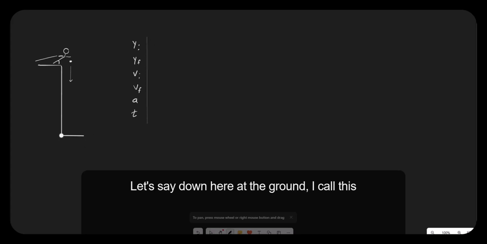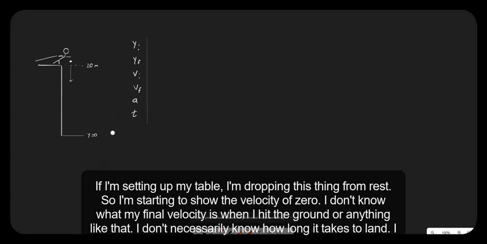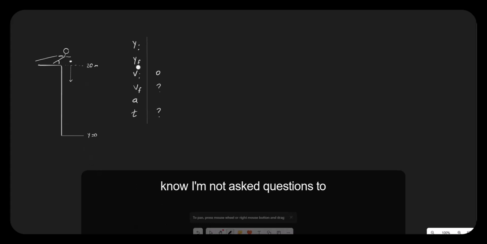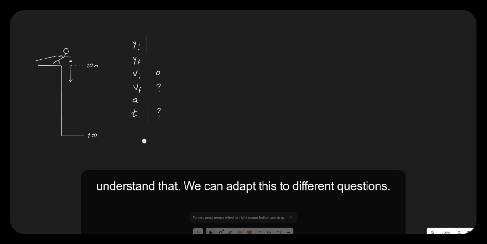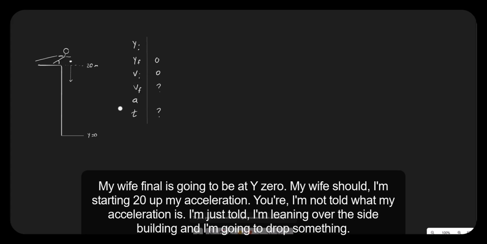Let's say down here at the ground, I can call this y equals 0. I can start out at some position, maybe 20 meters. If I'm setting up my table, I'm dropping this thing from rest, so I'm starting with an initial velocity of 0. I don't know what my final velocity is when I hit the ground or anything like that. I don't necessarily know how long it's going to take to land. I know I'm not asking a question here, so understand that we can adapt this to different questions. My y final is going to be at y equals 0. My y initial, I'm starting 20 meters up.